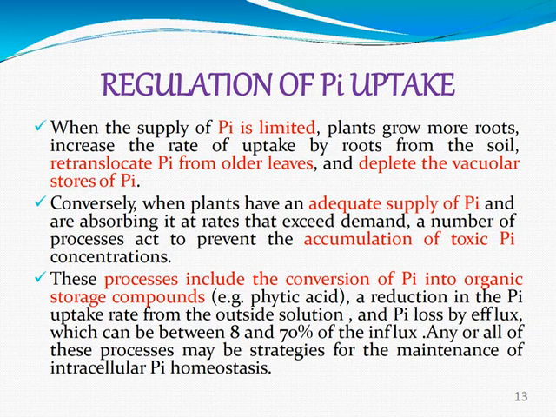Conversely, when plants have an adequate supply of ionic phosphorus and are absorbing it at rates that exceed demand, a number of processes act to prevent the accumulation of toxic ionic phosphorus concentrations. These processes include the conversion of ionic phosphorus into organic storage compounds, for example, phytic acid, a reduction in the ionic phosphorus uptake rate from the outside solution, and ionic phosphorus loss by efflux, which can be between 8 and 70% of the influx. Any or all of these processes may be strategies for the maintenance of intracellular ionic phosphorus homeostasis.